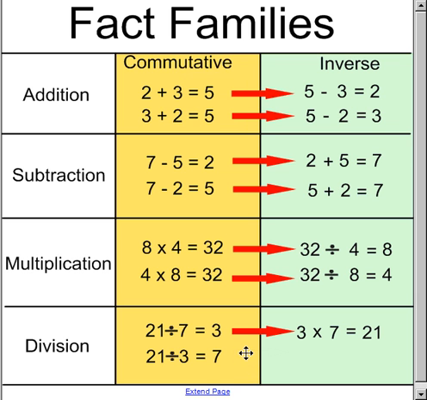Okay, let's look at the last one: 21 divided by 3 is 7. You guessed it, just like before, I'm going to write in my numbers first in reverse order: 21, 3, 7 becomes 7, 3, 21. And because I divided, the inverse of division is multiplication.